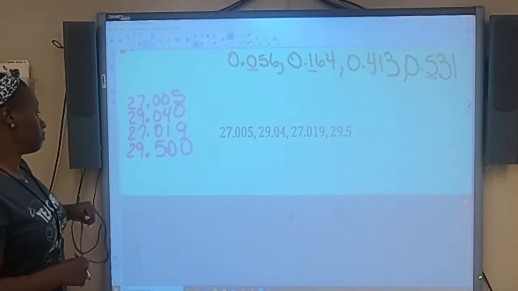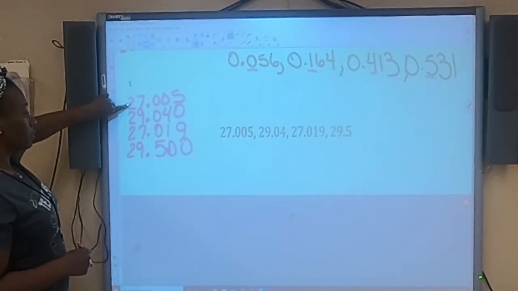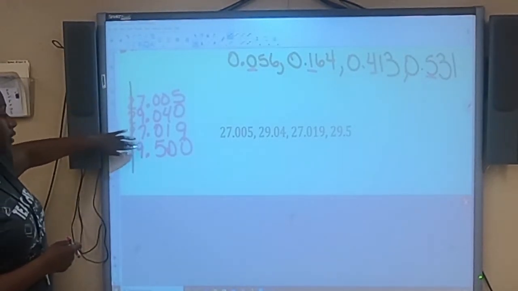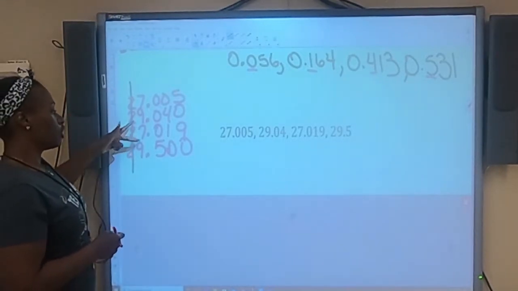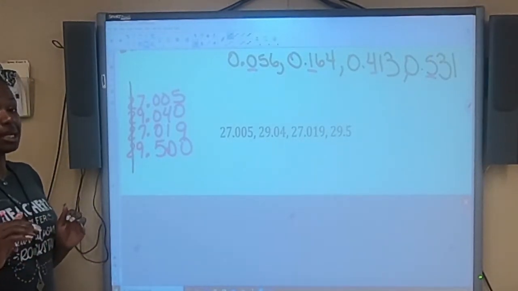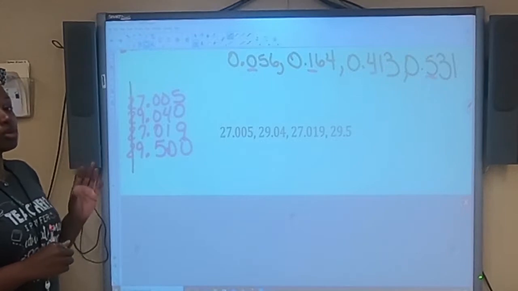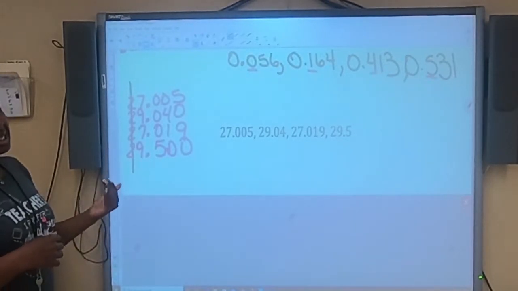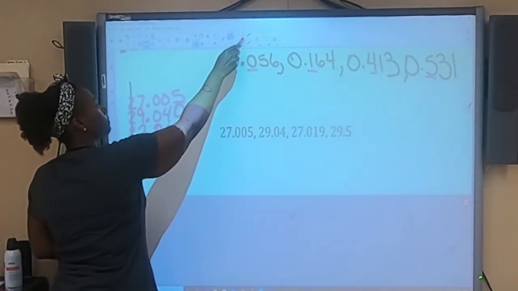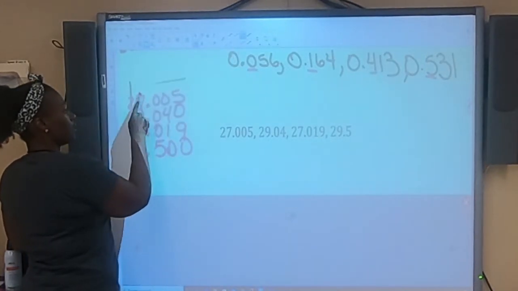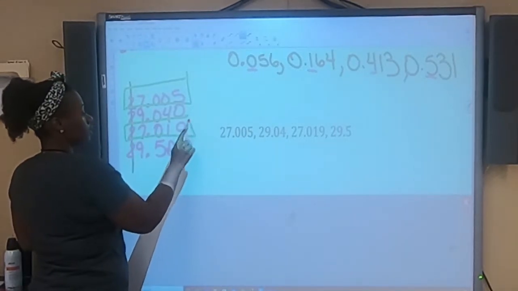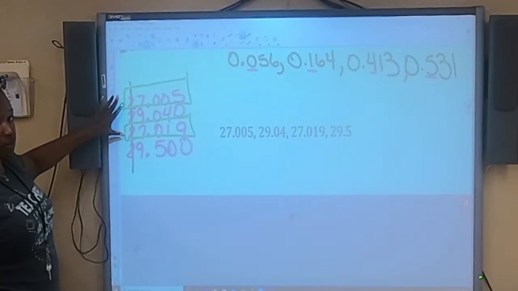Starting in my greatest place value, notice they all have 2, so that doesn't help me. Moving to my ones place, 2 of them have 7, 2 of them have 9. So this place value will help me. It won't completely give me my order, but it'll tell me what 2 to look at first. Because I'm going least to greatest, I want to look at the numbers that are the smallest. So the smallest are the 7s. So I'm only going to focus on the 7s right now. So these are the only 2 numbers I'm focusing on.